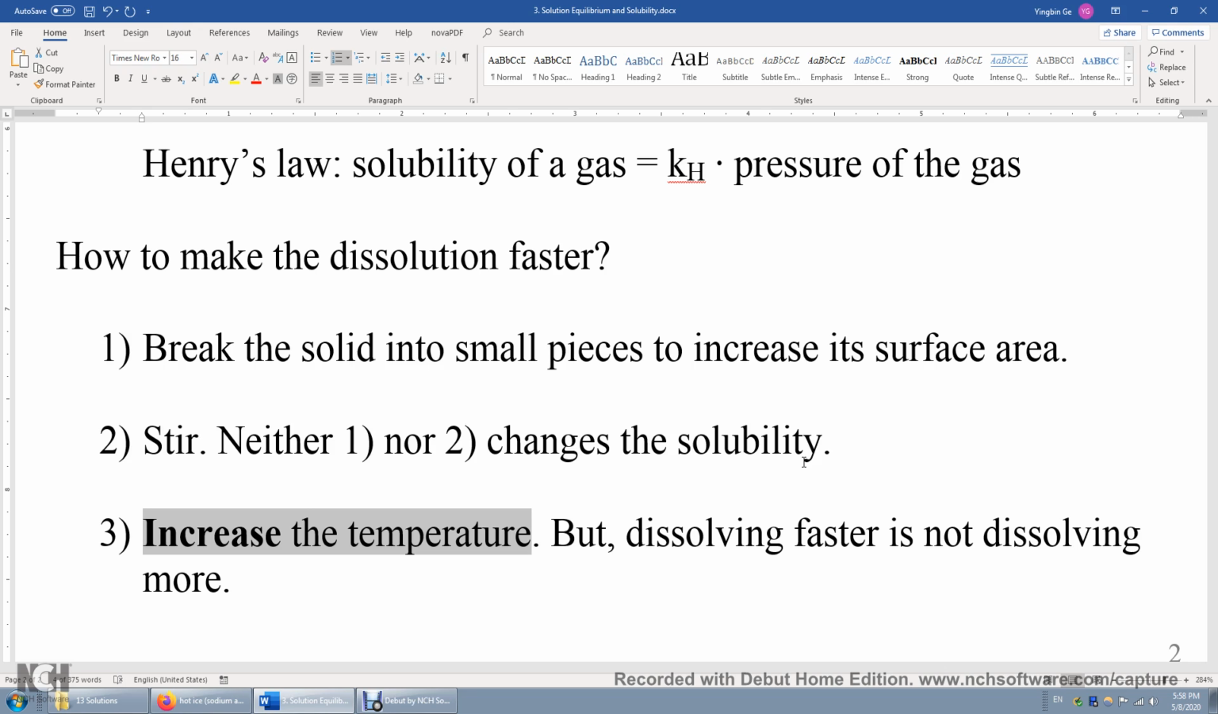What if the entropy of the system decreases after you dissolve the solute? Well, in that case, increasing the temperature will help dissolve the solute faster. But the solubility will decrease at a higher temperature. So in this case, if you still want to dissolve more and dissolve faster, I would say, well, heat it up, dissolve faster, and then gradually cool the solution down.